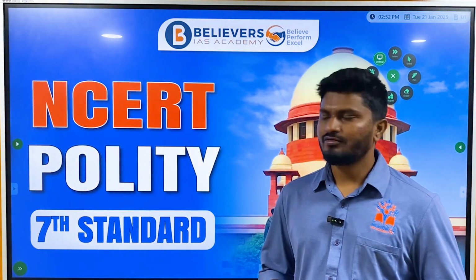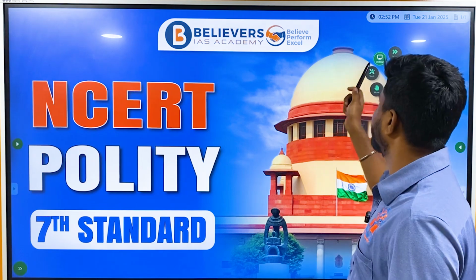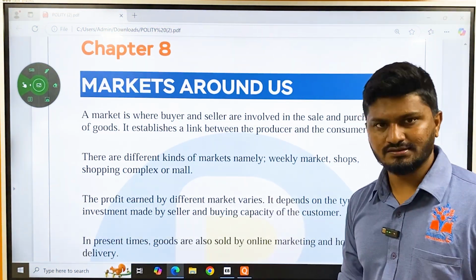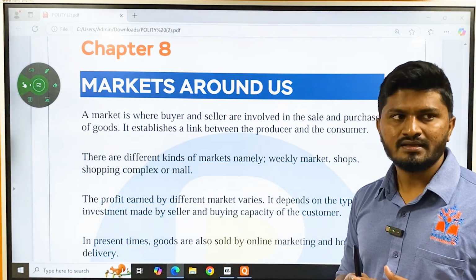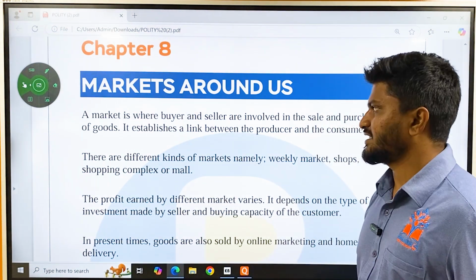In this session, we'll be discussing NCERT Polity, class 7 standard, chapter number 8. Chapter number 8 is about markets around us. We'll understand what a market is and how the markets around us differ from each other. We'll see the role of markets as well.